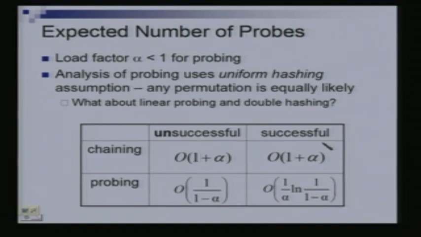So for unsuccessful and successful searches, when we had chaining, it was 1 plus alpha, recall. Right? For probing, for an unsuccessful search, it was 1 over 1 minus alpha, and for a successful search, what I just showed you, it is 1 by alpha times log of 1 over 1 minus alpha.